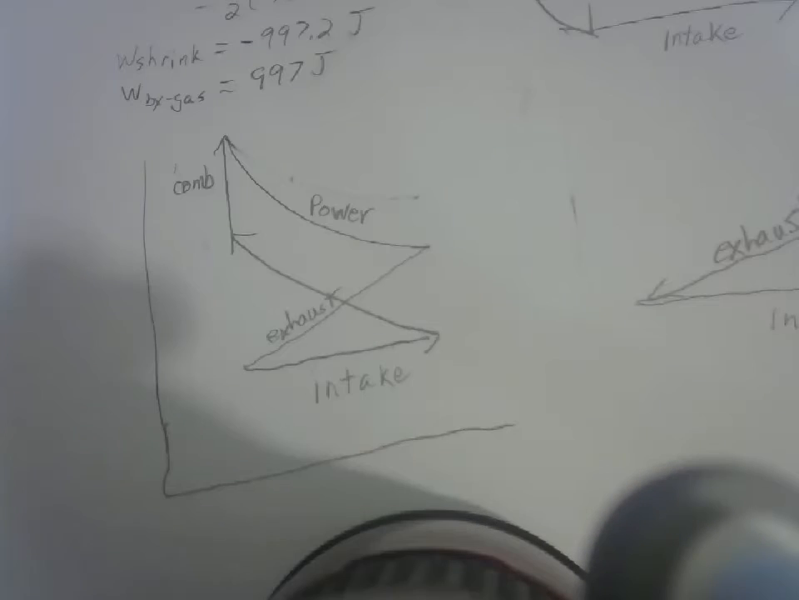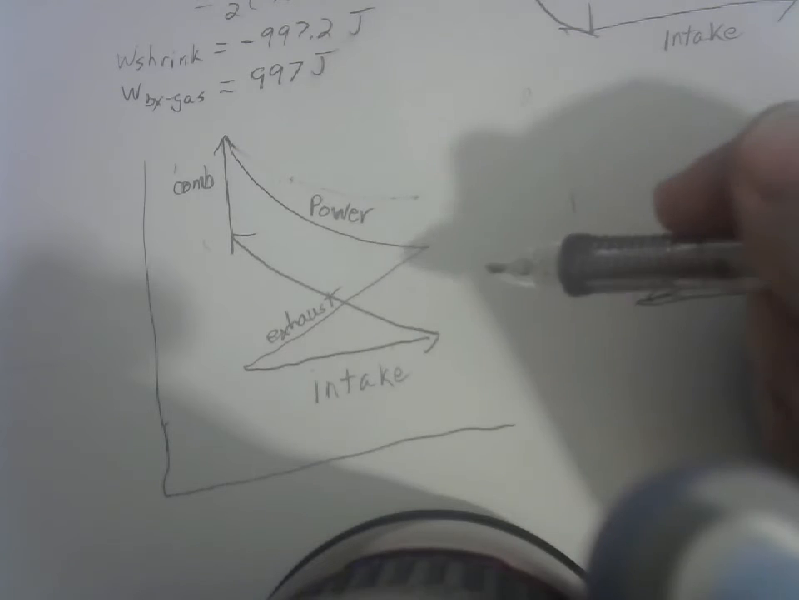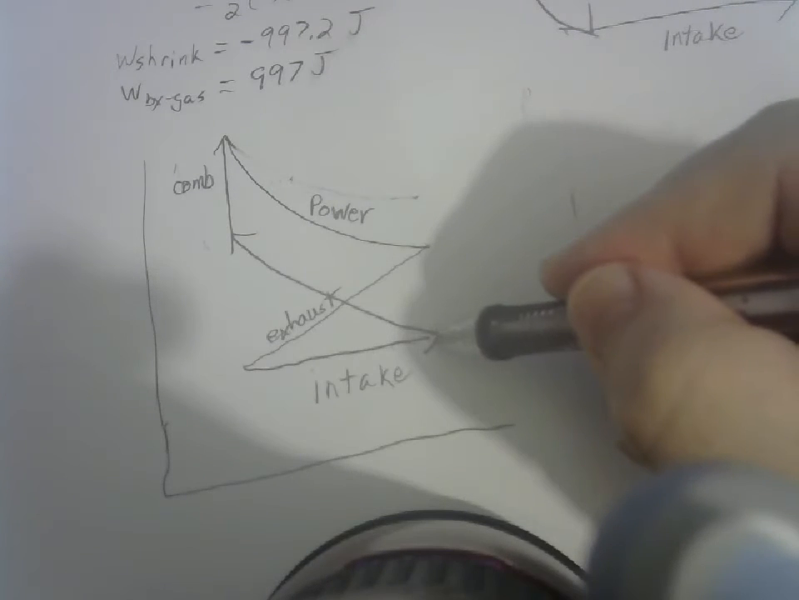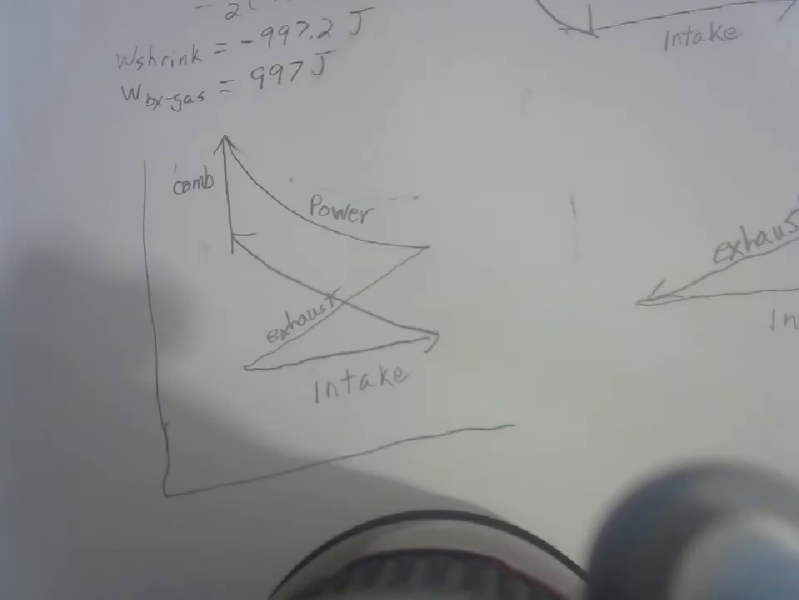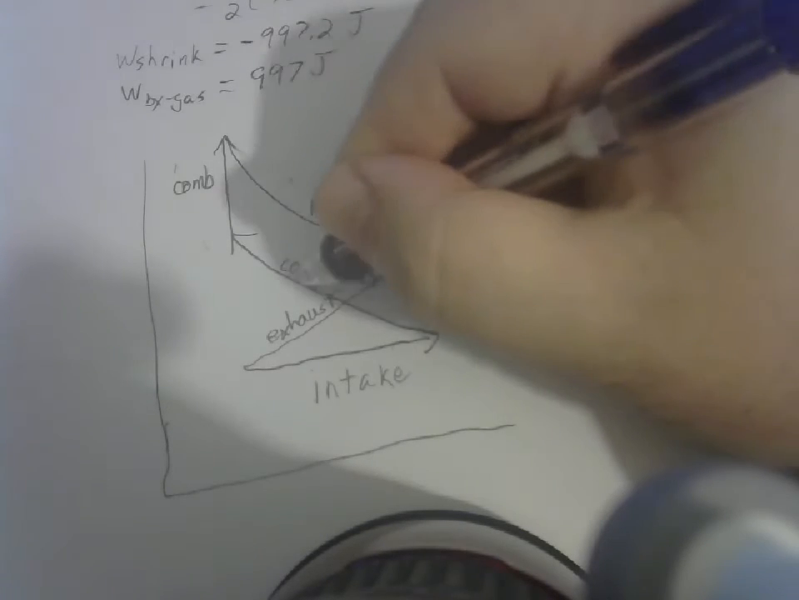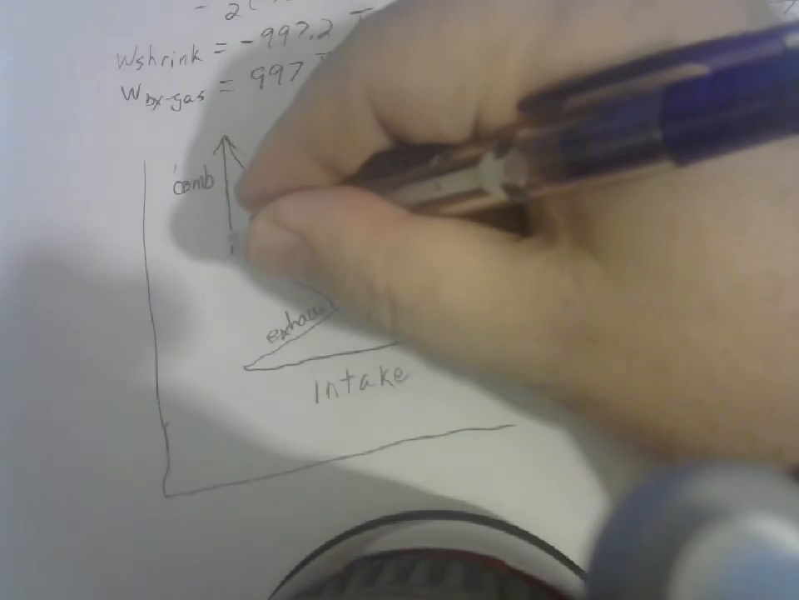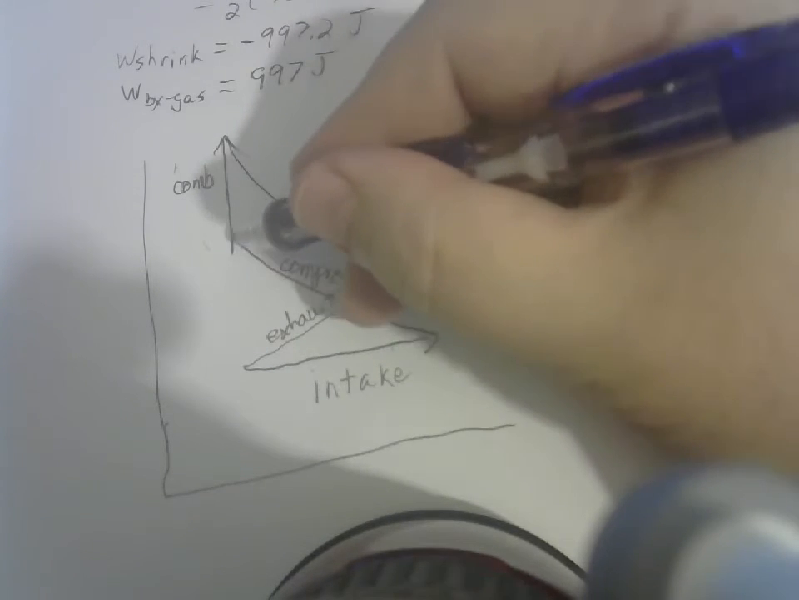Okay, so this is essentially the PV diagram for an internal combustion engine. We have the intake where it's exposed to the atmosphere, so the pressure stays constant and the volume increases. Then we have the compression stroke, and during the compression stroke, all of the gas that's inside the cylinder gets compressed down to the original minimum size of the cylinder.